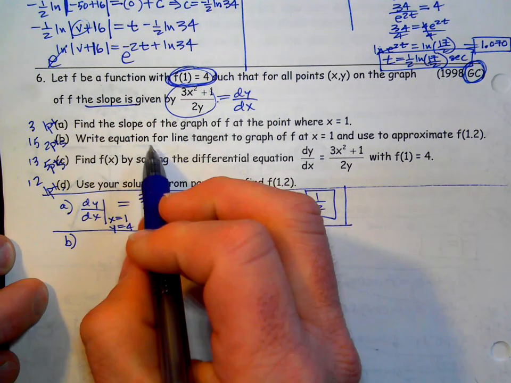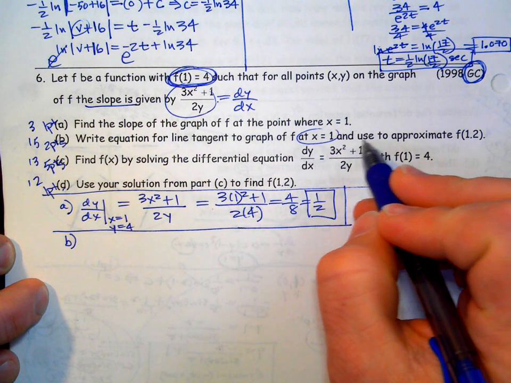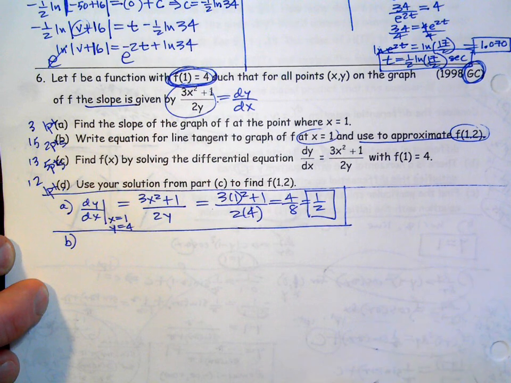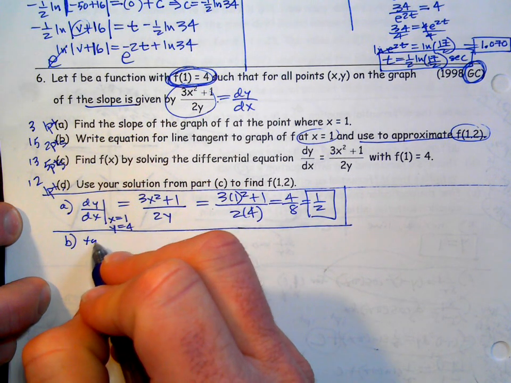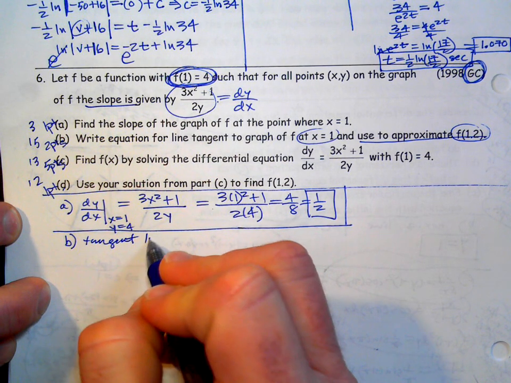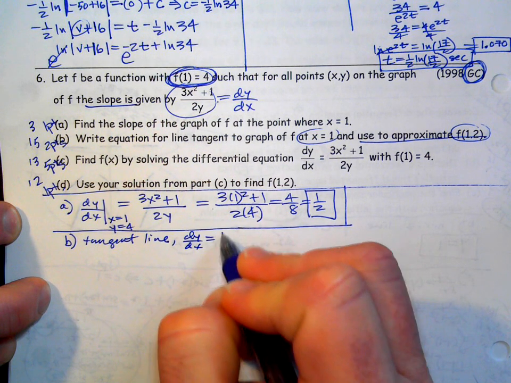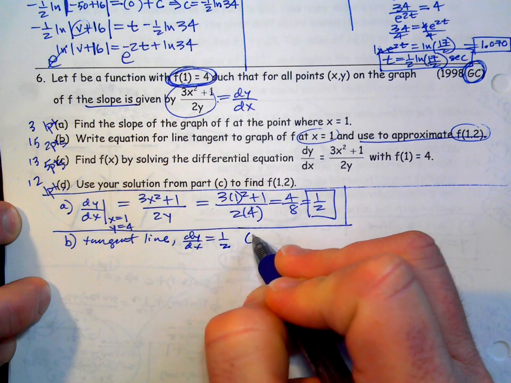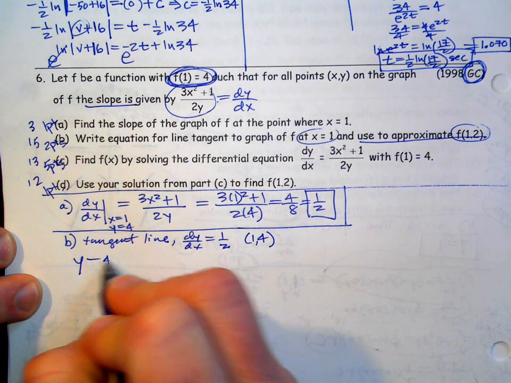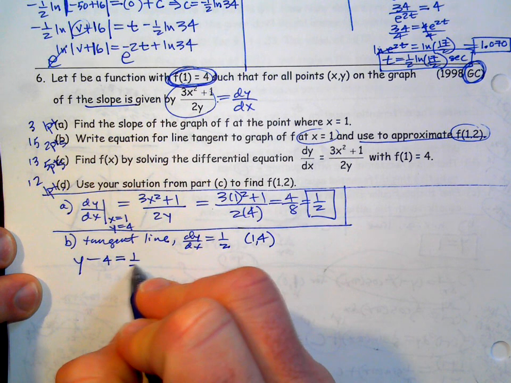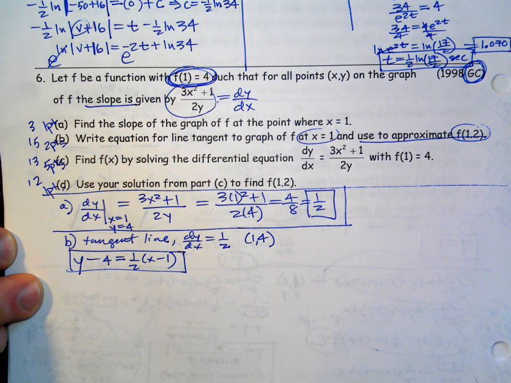Part B, write the equation of the tangent line to the graph at x equals 1 and use it to approximate f of 1.2. So one, writing the equation of the tangent line. I've made you guys do this so much. The way you write the tangent line is you need the slope, dy dx, which we just found in part A. You need a point, which you've been given. And so we do point slope form, y minus 4 equals 1/2 times x minus 1. Now, this is good enough for the equation of the tangent line. You can leave it in point slope form.